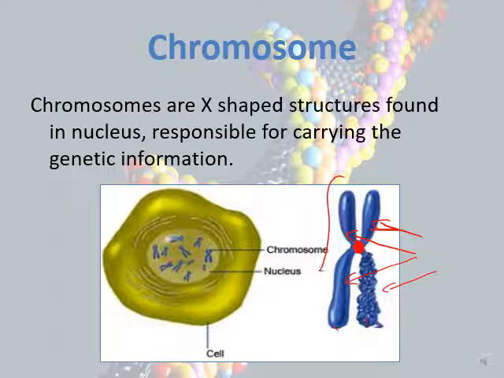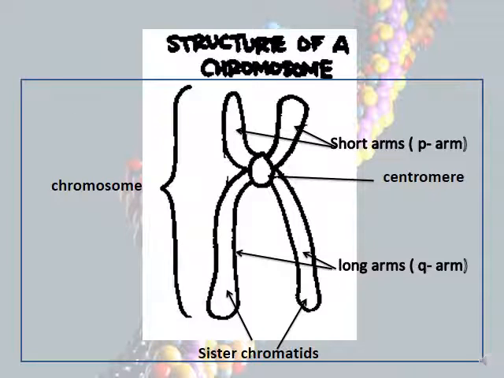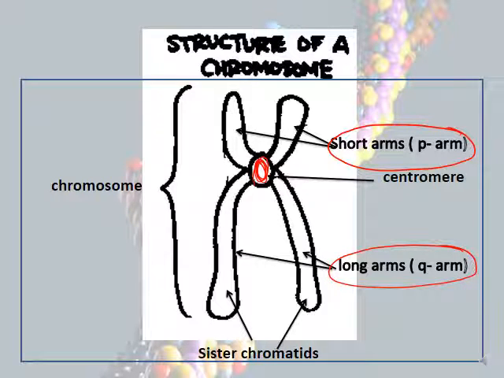This is the structure of the chromosome. It's called an X-shaped structure because it looks like an X. As I said, these are the short arms, called P arms. This is the centromere in the middle, a constricted region that is the site of attachment of two sister chromatids. This is the long arm, called the Q arm, and these are the two sister chromatids. They are attached. This is the first sister chromatid, and this is the second sister chromatid.